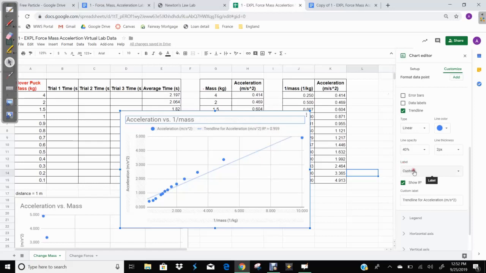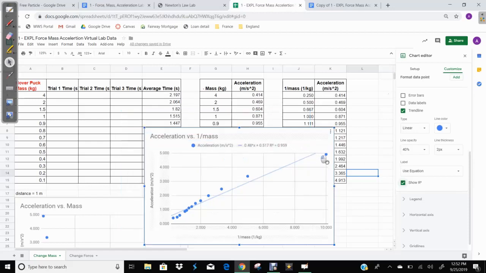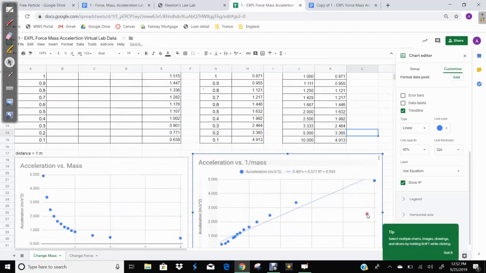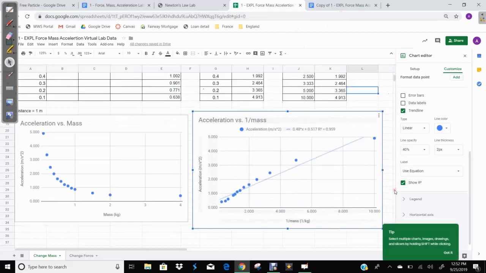We want to go over here to Label. Instead of Custom, click Use Equation. This puts the equation right here on there for us. And just don't get confused, that r-squared value is not part of that equation. So you really don't have to put the r-squared value on there. You need the equation though. However, this lets me know that you are indeed looking at this to make sure you have the right shape. So this is our next graph. So we're going to go back over here.